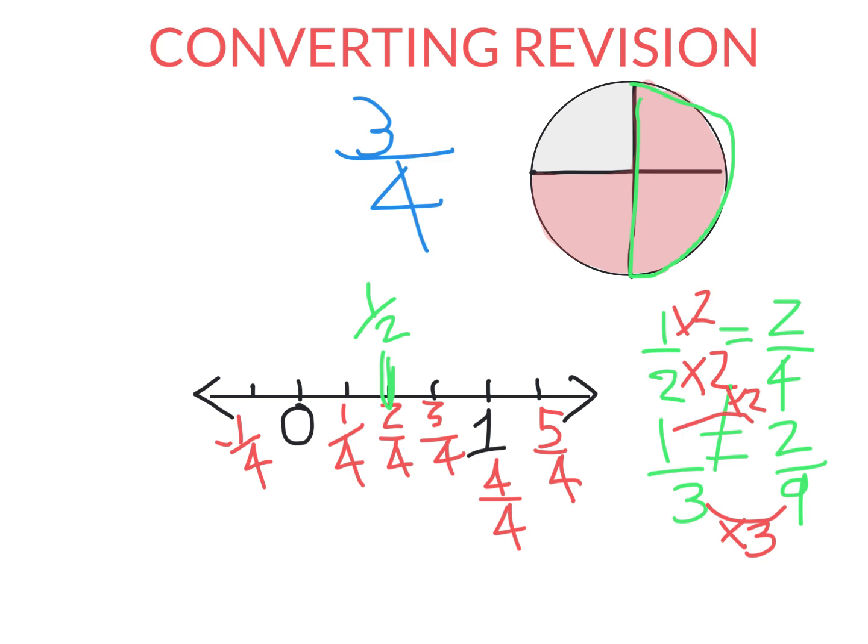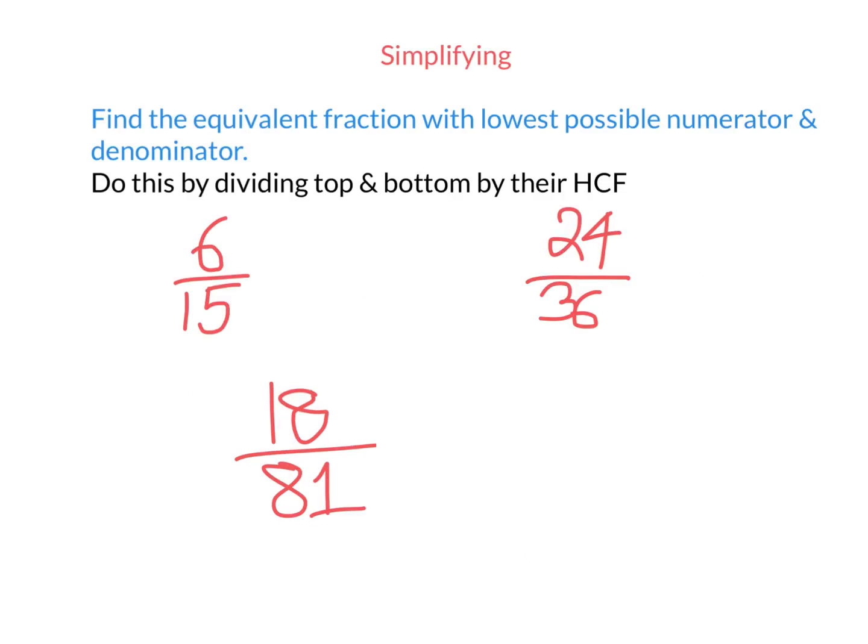So let's look at these now. When we're asked to simplify a fraction, we are asked to find an equivalent fraction with the lowest possible numerator, top number, and denominator, bottom number. So how do you actually simplify a fraction? Well, what you do is you divide top and bottom by the highest common factor. If you take a fraction, you can times or divide the top number by anything you want, as long as what you do to the top, you do to the bottom.